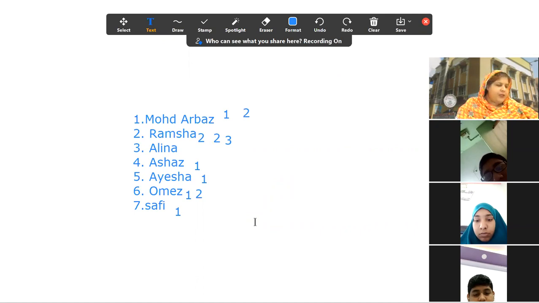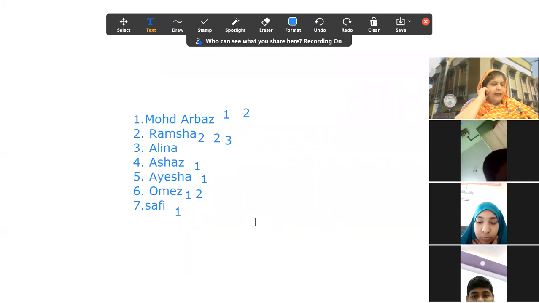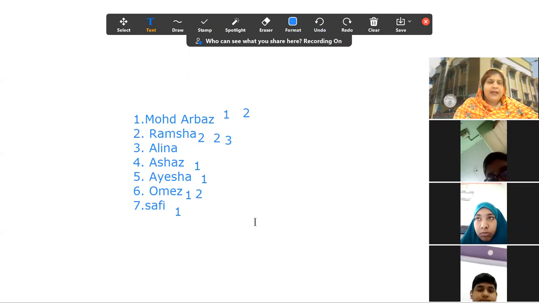Okay. Next question. These supply water and food material to all parts of the plant. Water and food material to all parts of the plant is supplied by xylem, phloem, vascular bundle, or vascular cambium. So either is it xylem, phloem, vascular bundles, or vascular cambium. Xylem, xylem, xylem.